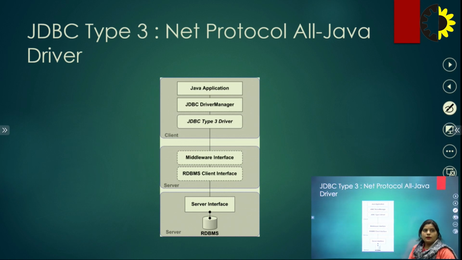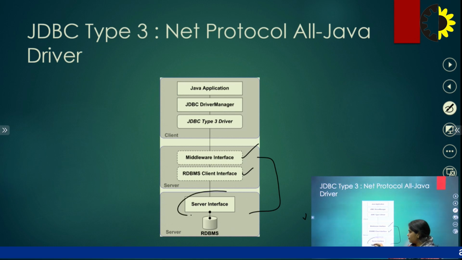In type 3 we have the server part divided into two parts. Okay, so net protocol all Java drivers. Here we have a client side having the Java application, JDBC driver manager, and only the JDBC type 3 driver. Inside the server part we have two components. In the first part we have a middleware interface, and then the RDBMS client interface will finally interact with the server interface, which has its connectivity to the relational database management system.